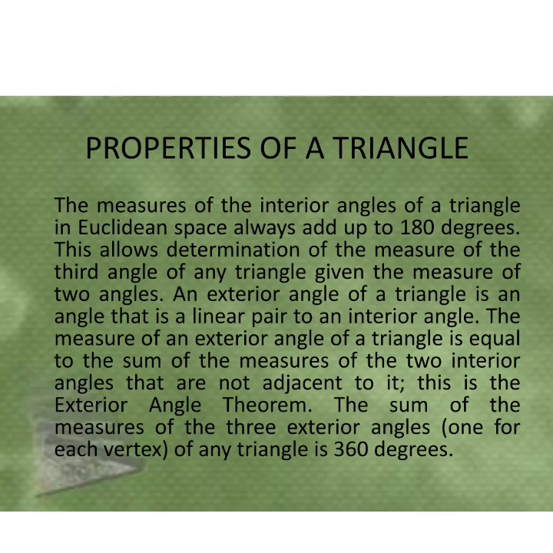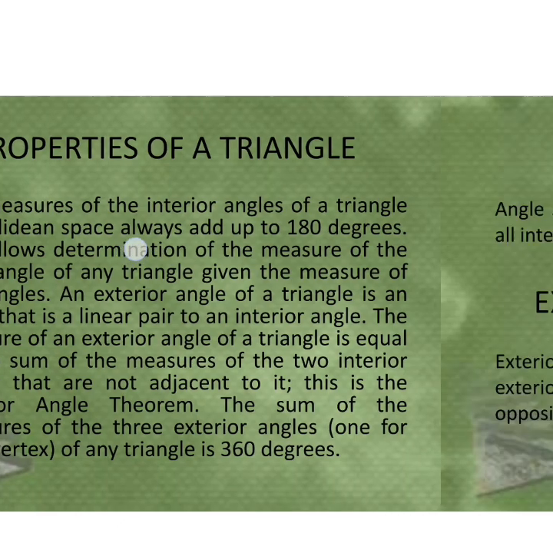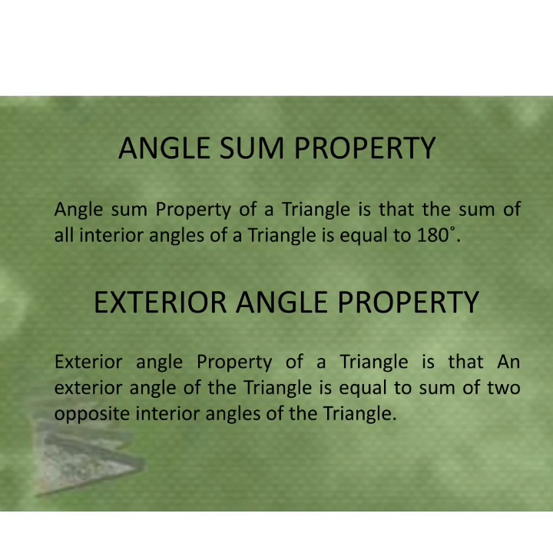The measure of an exterior angle of a triangle is equal to the sum of the measures of the two interior angles that are not adjacent to it. This is the exterior angle theorem. The sum of the measures of the three exterior angles, one for each vertex of any triangle, is 360 degrees. Angle sum property.